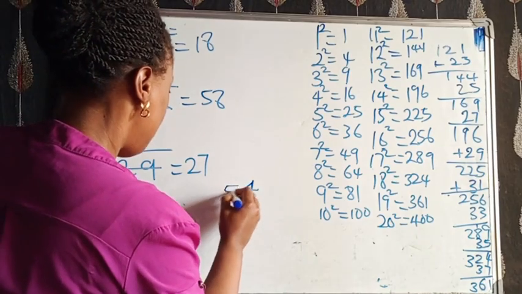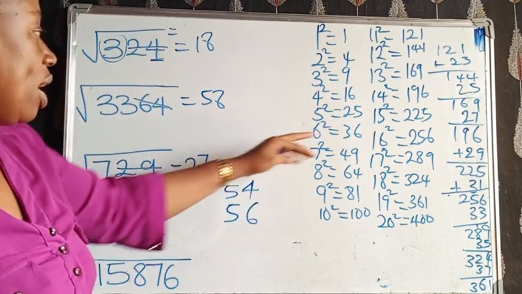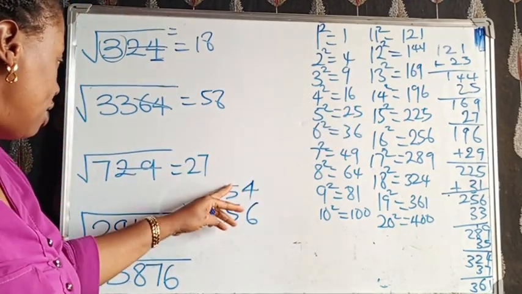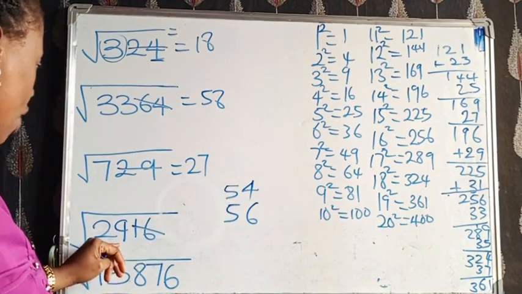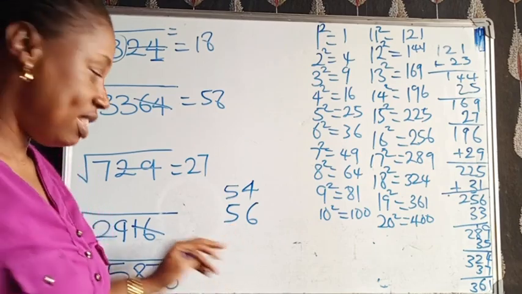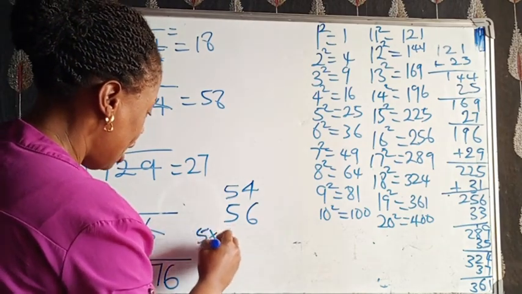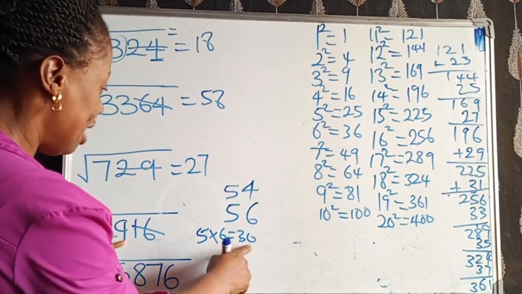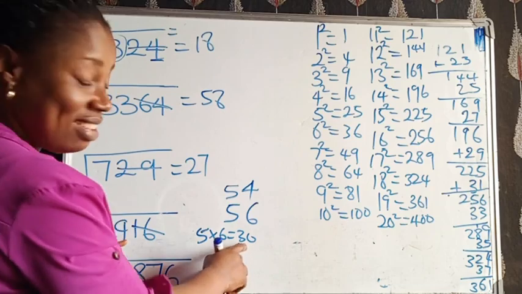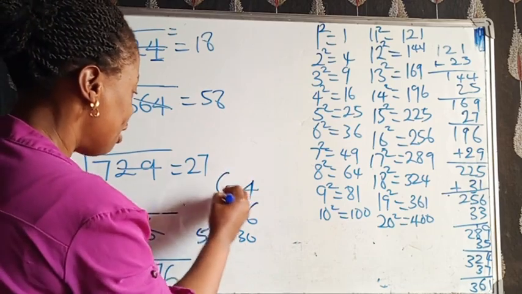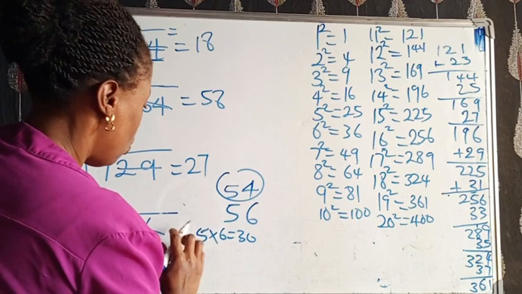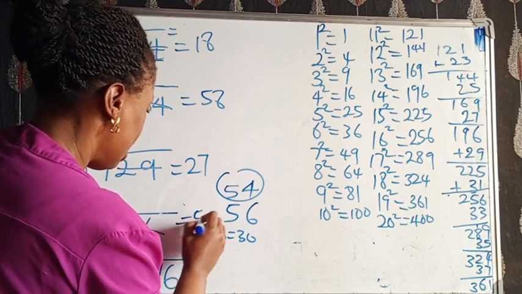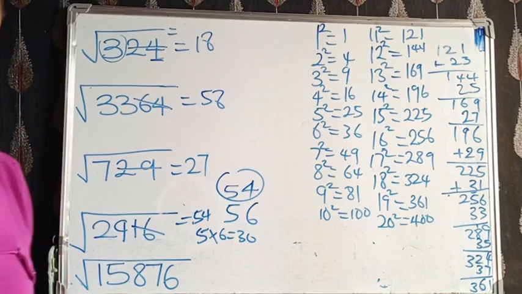So we have 5 here, 5 here. We are to determine whether it's 54 or 56. Now, the next number after 5 is 6. So we have 5 times 6 is 30. So we compare 29 and 30. 29 here is less than 30. So our answer is 54. So our final answer here is 54.